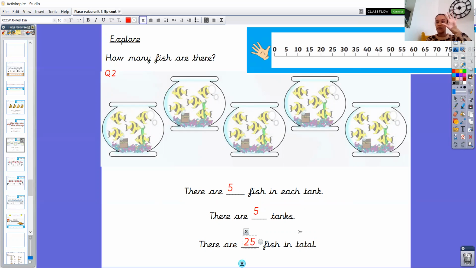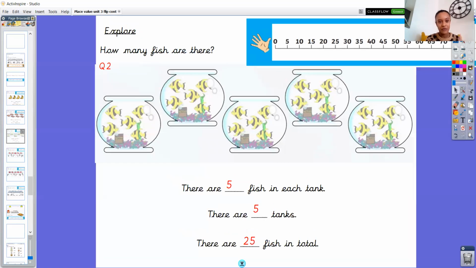And again, you could use your 5 fingers to represent the 5 tanks. You could look at that number line. 5, 10, 15, 20, 25. And you see we get the same number. So you don't need to know your 5s off by heart. You can still use that number line to help you, as we haven't done it that much in class.